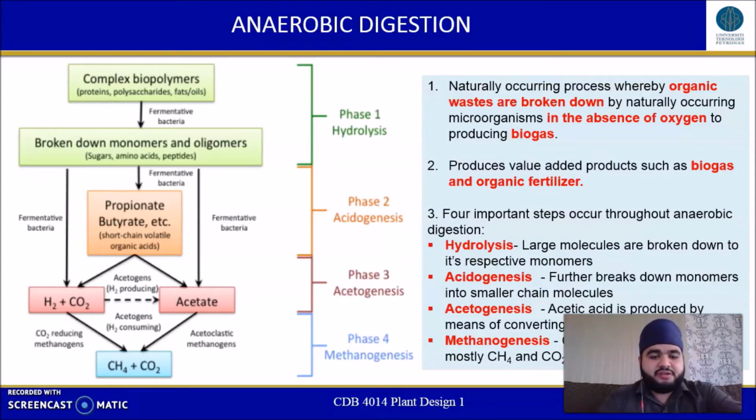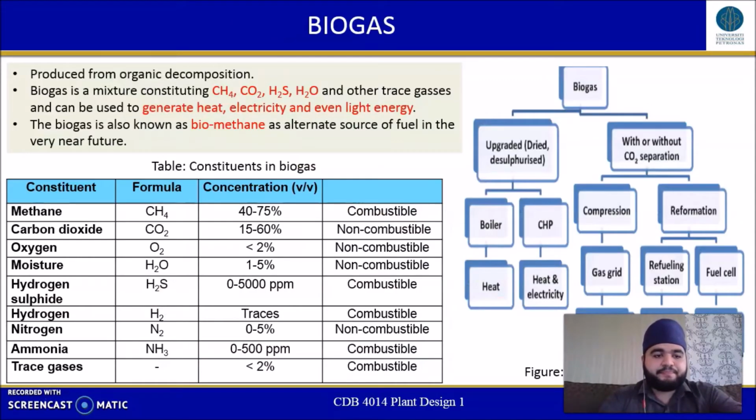After hydrolysis, acidogenesis takes place, and this phase further breaks down the monomers into smaller chain molecules which are converted to form acetic acid during acetogenesis. Lastly, methanogenesis is the conversion of acetic acid into the aforementioned methane and carbon dioxide.